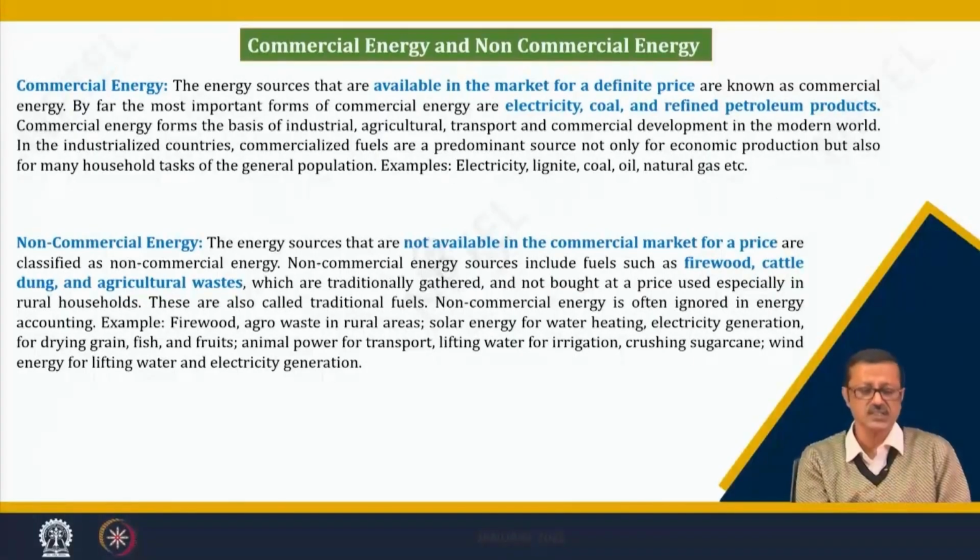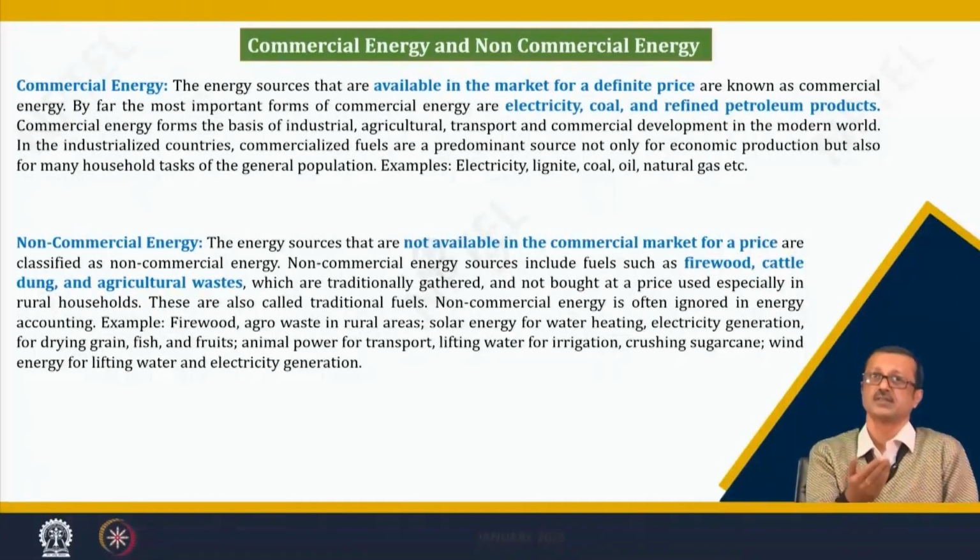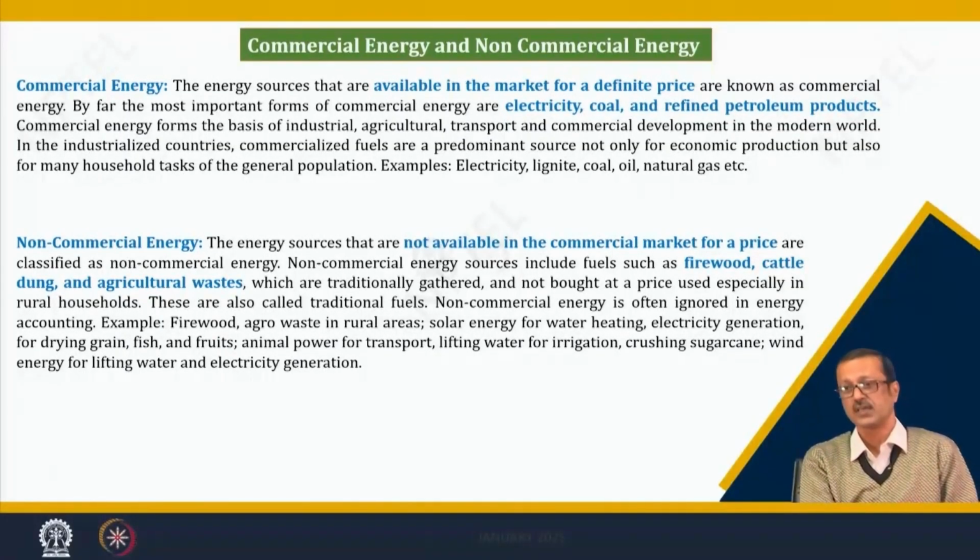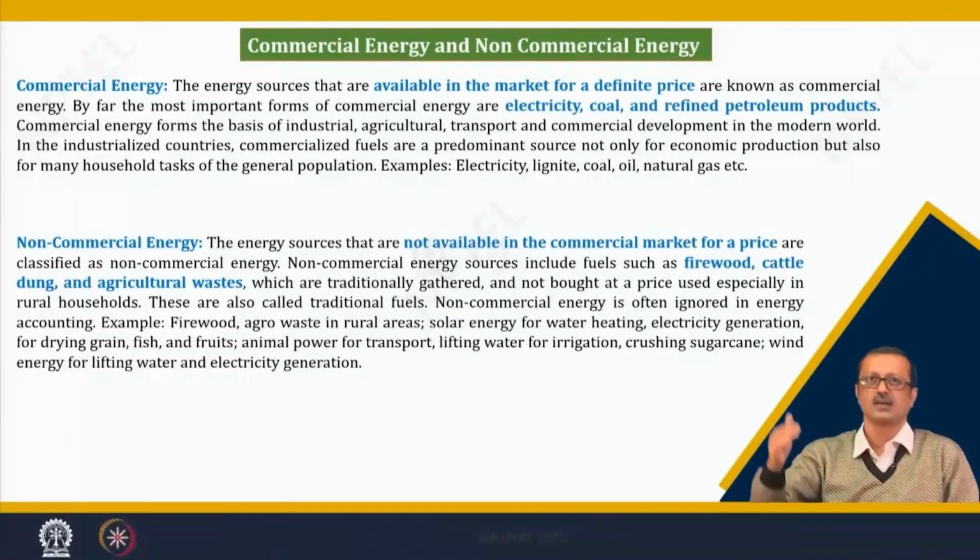The commercial energies are those which are available in the market and we have to purchase with a definite price. Electricity is commercial energy. You have to pay some specific price, maybe 7 rupees per unit or something like that. Maybe it can hike after 2-3 years. Petrol price now is almost 106 rupees or whatever. So, it may hike after a few months, or maybe there is a drop down.